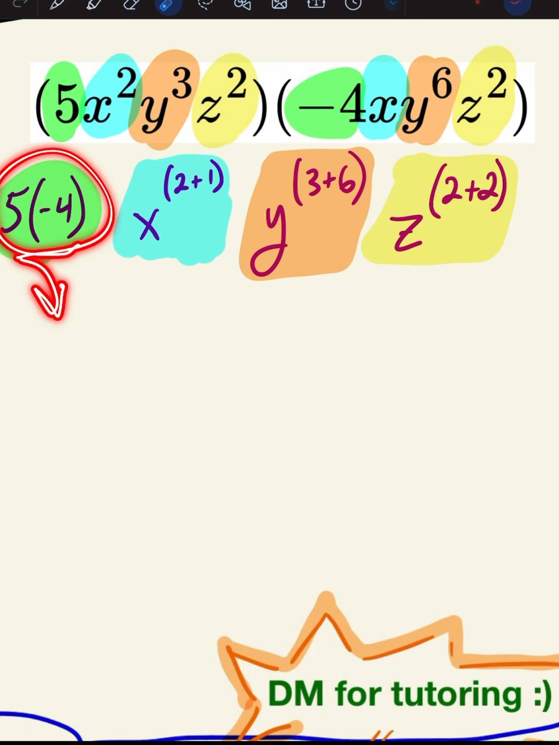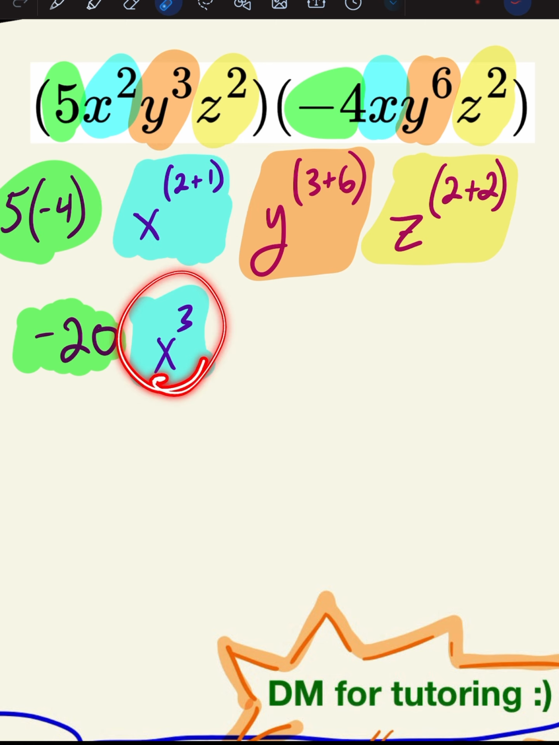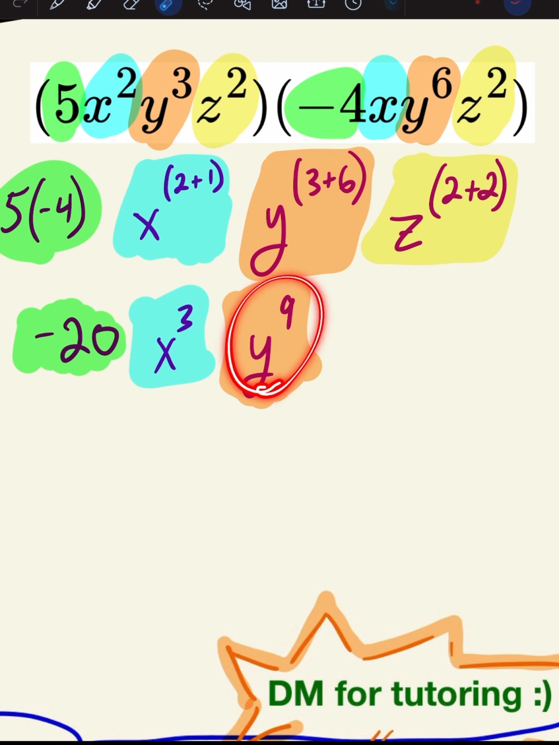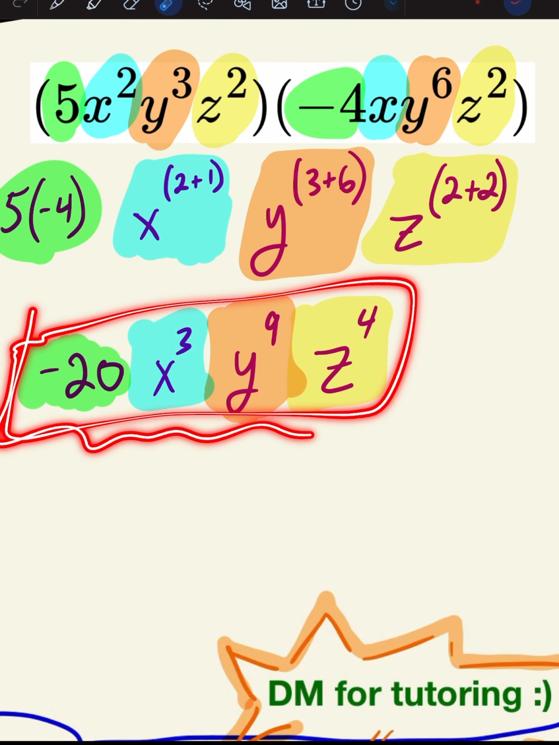5 times -4 is -20. X to the 2 plus 1 is x to the 3. Y to the 3 plus 6 is y to the 9. And z to the 2 plus 2 is z to the 4. Smash them all together, and there's your final answer.